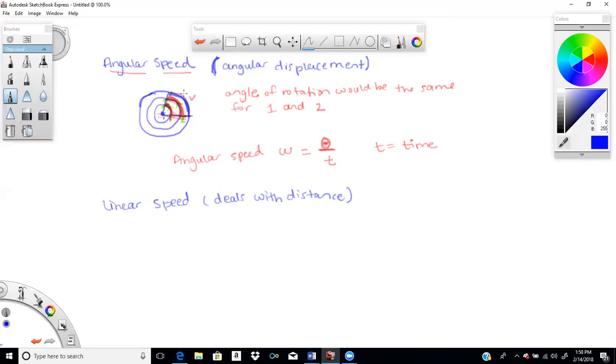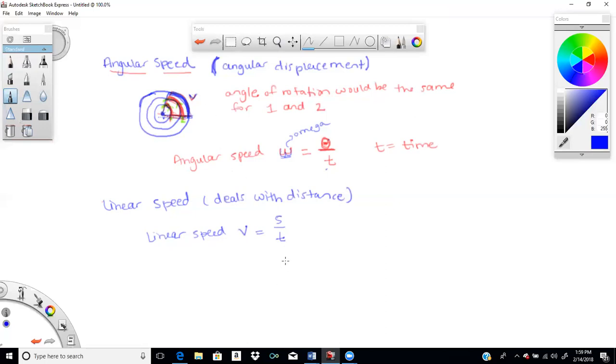So basically the linear speed is v. Angular is omega, which looks like a W. V is equal to S over T, and notice this is theta over T. The velocity right here is dealing with this, over T. The angular is dealing with this rotation here, but the linear is dealing with the arc length.